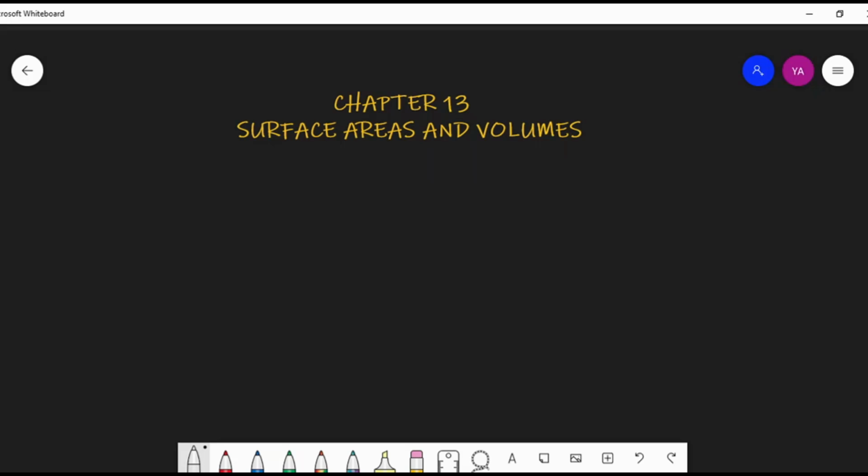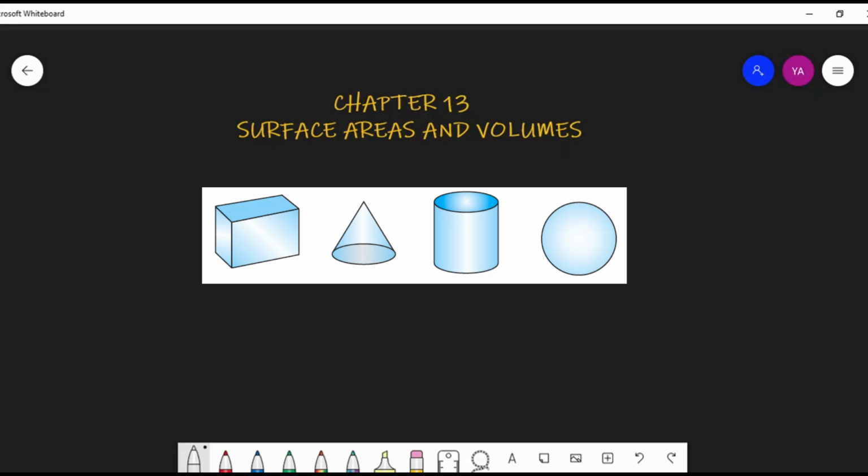In this lesson, we start new chapter number 13, surface areas and volumes. When we talk about volumes, the shape, the geometric figure should be a 3D figure, a three-dimensional figure. So in this chapter, we will discuss only three-dimensional figures. Of course, they will have areas, surface areas and volume. So we will discuss surface areas and volumes of 3D figures in this chapter.